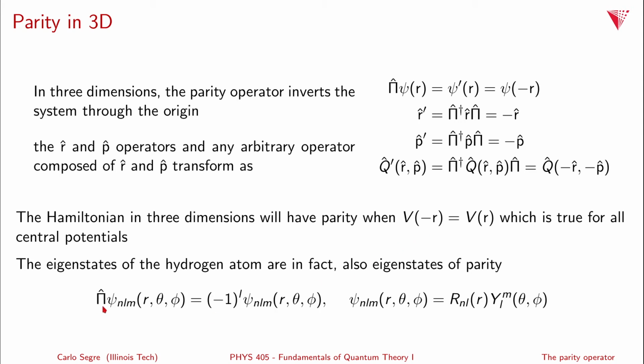That means that if we apply the parity operator to psi NLM of r, theta, and phi, it's got to be equal to minus 1 to the L power, psi NLM of r, theta, and phi, where psi NLM of r, theta, and phi is just the radial function R sub NL of r, and the spherical harmonic Y LM of theta and phi.